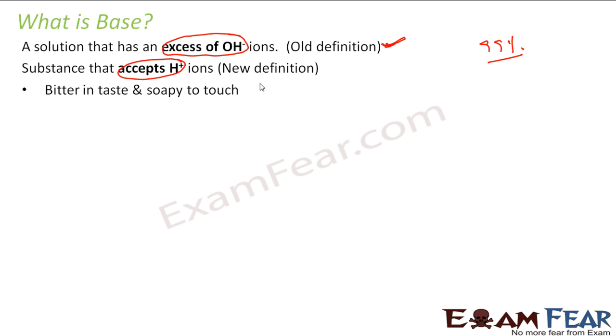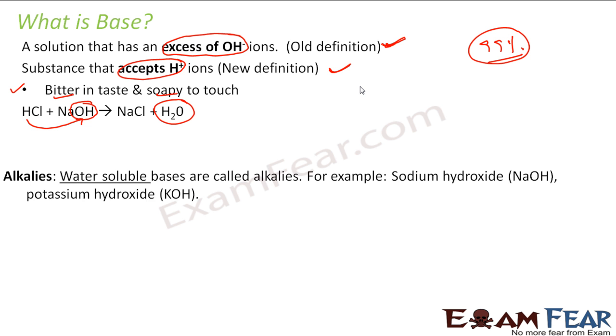We'll take that. And it has bitter taste and soapy in touch. So base will have bitter taste, and they are soapy in touch, right? And one example was HCl plus NaOH gives NaCl plus H2O. So in this, if you see, this guy has OH minus ion, so the old definition is true. Also, the OH minus ion will accept this H plus, and this becomes H2O. So both definitions are true in this case. So in 99% of reactions, both definitions are true, right?